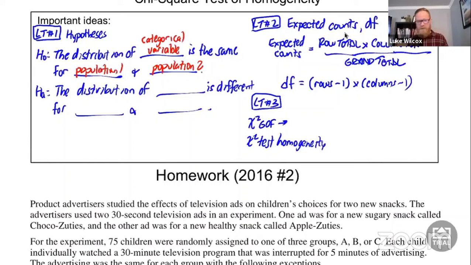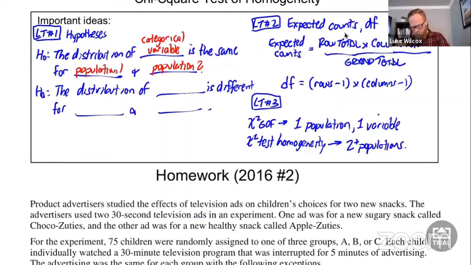And the chi-squared goodness of fit, which we did yesterday with the Reese's Pieces, we had one population, which was the Reese's Pieces, and we measured one variable, which was the color of those Reese's Pieces. Whereas today, chi-squared test of homogeneity, 2 populations, actually 2 or more populations, and one variable.